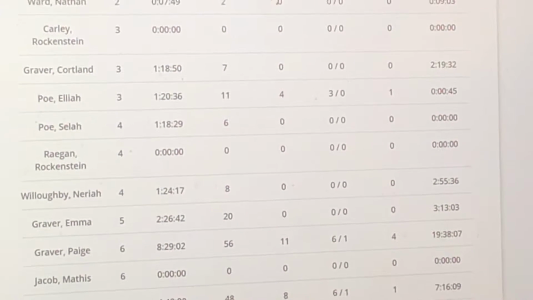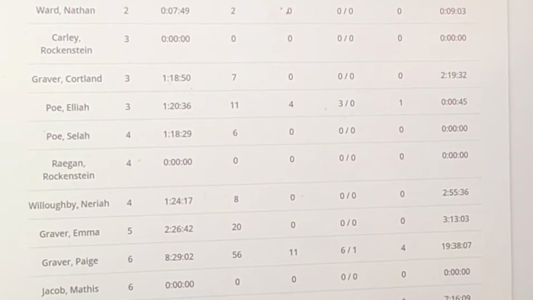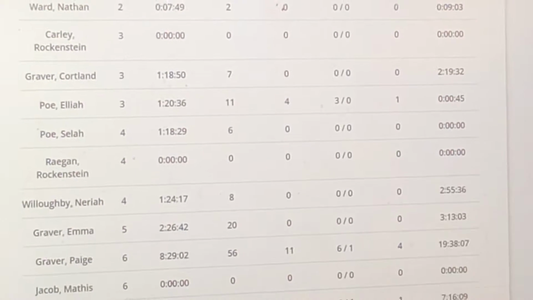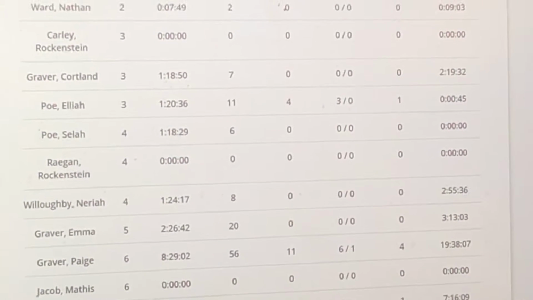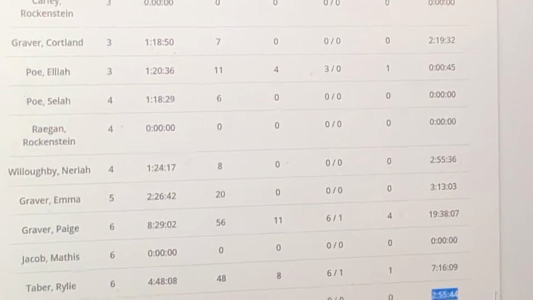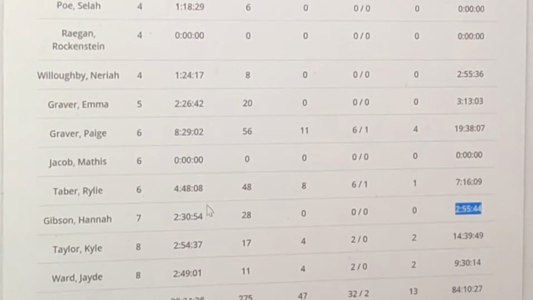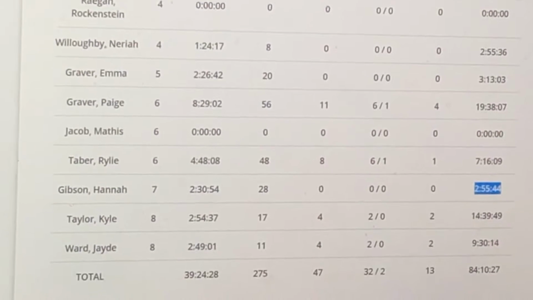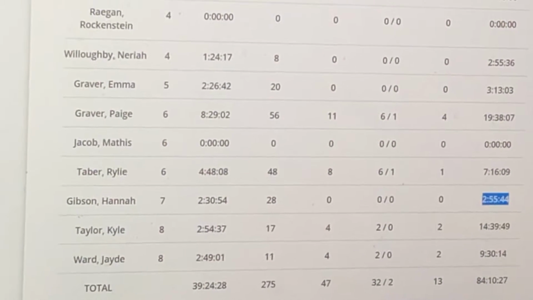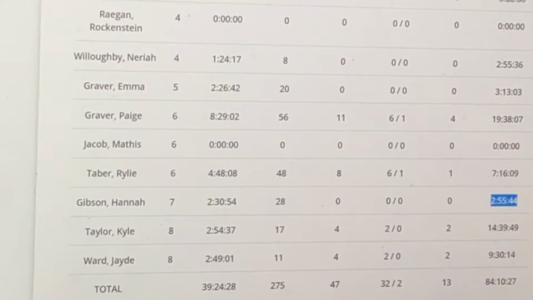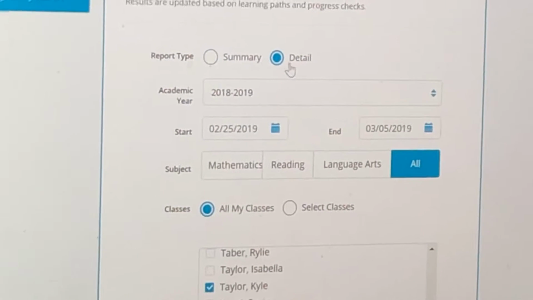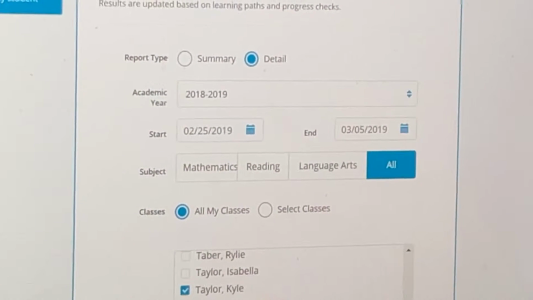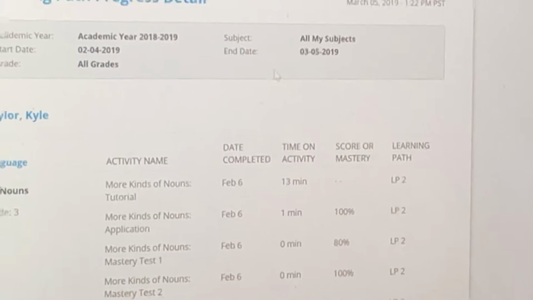And actually she was logged in for 2 hours and 55 minutes, so she maybe was doing some work on pencil and paper, doing some other stuff, but overall I can see that she spent sufficient time. So I'll look at that with my students as well to see how much time they're spending on it. And then the really useful report, if I go back to the report page, is the detail report. I'll pull that up for students to find out how they're doing.